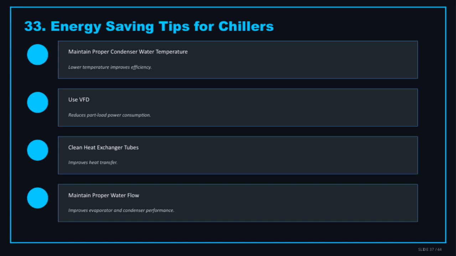Let's look at some key energy-saving tips for chillers. First, keeping the condenser water temperature low helps boost efficiency. Cooler water means the system works less hard. Next, using a variable frequency drive, or VFD, cuts down power use when the load is light. Cleaning heat exchanger tubes is crucial too. It improves heat transfer, so the chiller runs smoother. And finally, maintaining proper water flow keeps both the evaporator and condenser performing at their best. These steps add up to big savings.